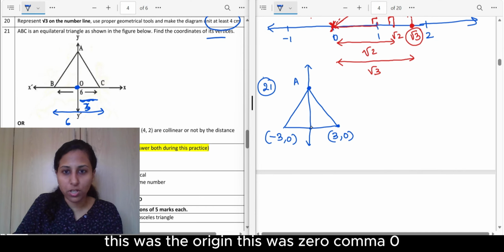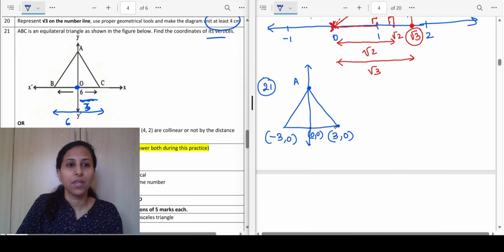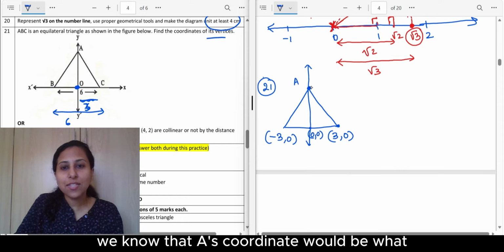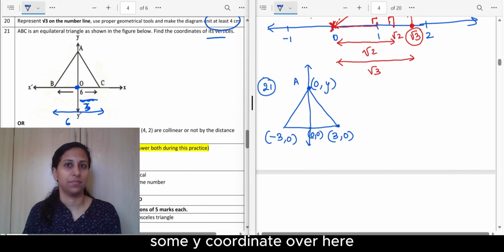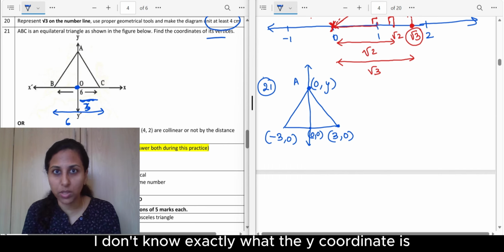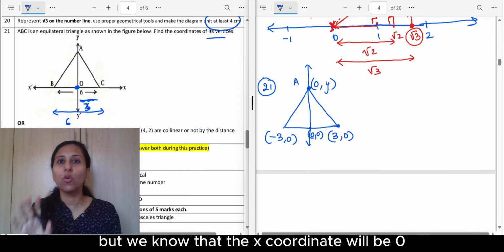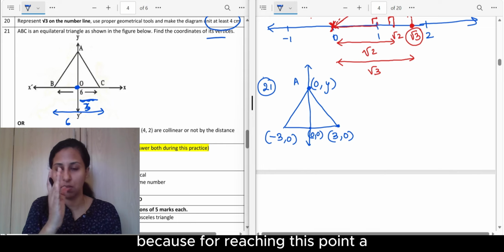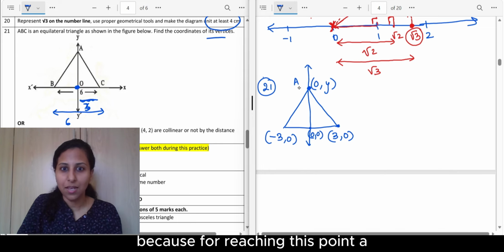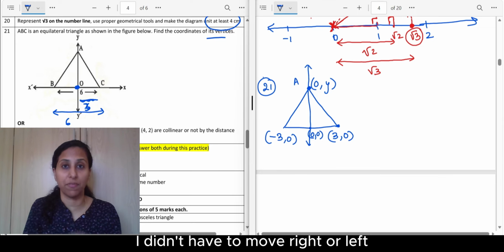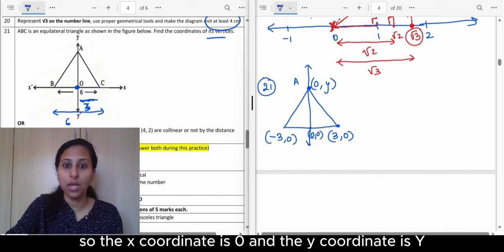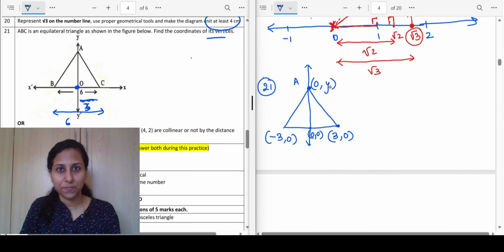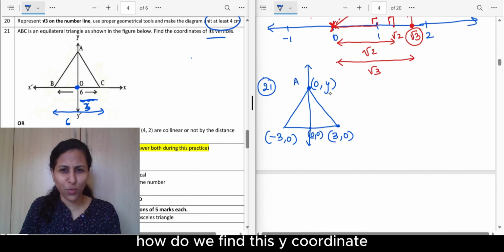This was the origin. This was 0, 0. We know that A's coordinate would be what? A's coordinate will be 0, some y coordinate over here. I don't know exactly what the y coordinate is, but we know that the x coordinate will be 0 because for reaching this point A, I didn't have to move right or left. I just had to move up. So the x coordinate is 0 and the y coordinate is y. How do we find this y coordinate?